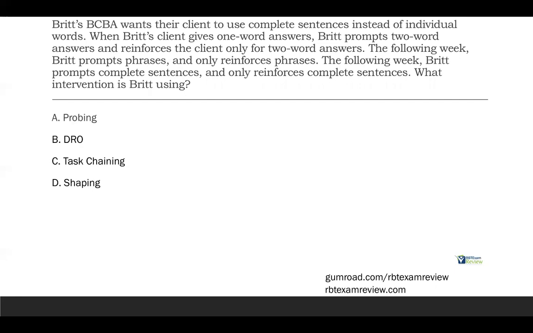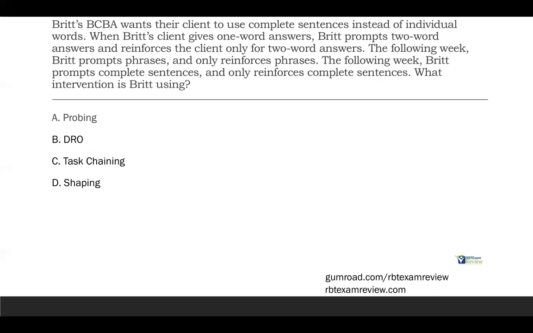All right, another one where if you've been studying, you might be able to answer this question, maybe even before you finish reading the question. It's pretty straightforward. We're looking for some sort of intervention. And what is Brit doing? She reinforces 1 word answers, and then she only reinforces 2 word answers, and then only phrases, and then only sentences. She's reinforcing successful approximations of the behavior she wants to see. So bigger and bigger pieces of that whole behavior.